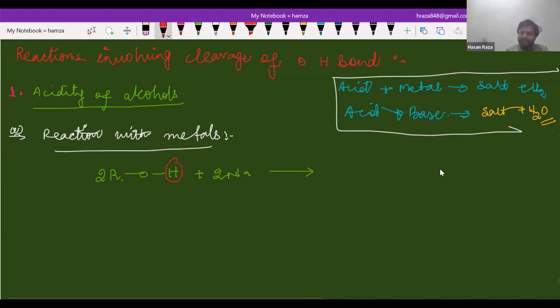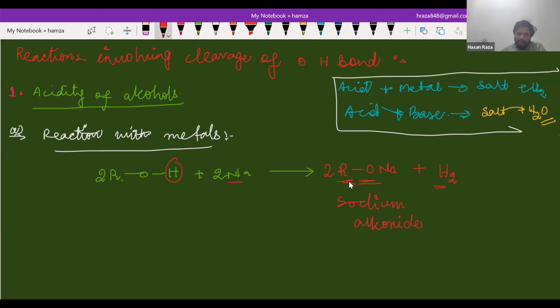H will be released here and hydrogen gas will form, and thus this sodium will replace hydrogen and you will get 2RONa. So this will be the salt and this will be the hydrogen gas, and this compound is known as sodium alkoxide. This R is alkyl, that's why alkoxide.